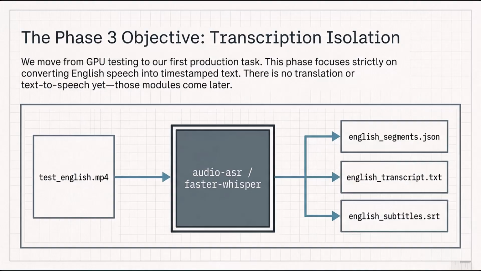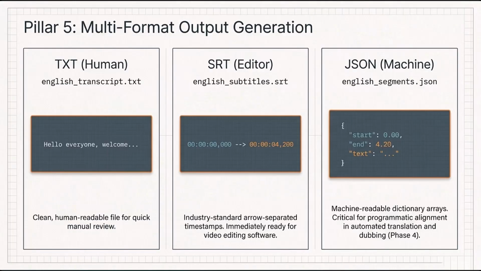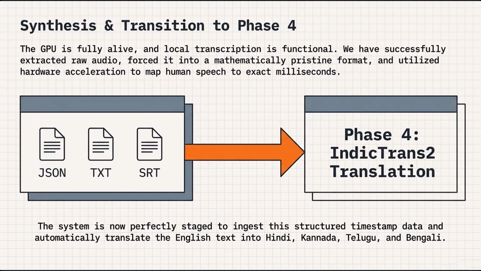In this session, we have successfully taken a video file with English audio. We have extracted the audio out of that video, and we have transcribed it into three formats: JSON, SRT and text. This completes our phase 3. Our content is ready to be fed to our phase 4, where we are now going to translate these to Indian languages.